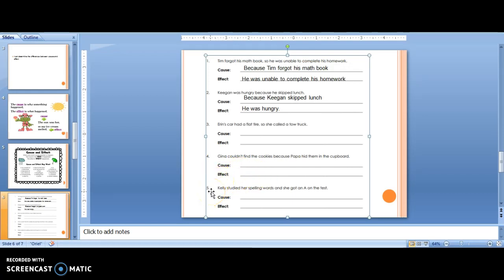Number 5, I want you to take a minute to think about. Kelly studied her spelling words and she got an A on the test. What is the cause and what is the effect? So because Kelly studied her spelling words, she got an A on the test.